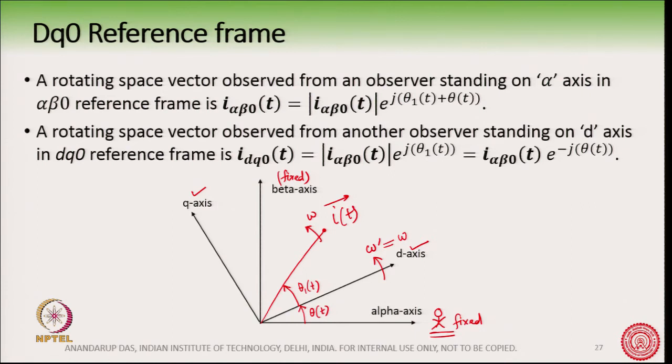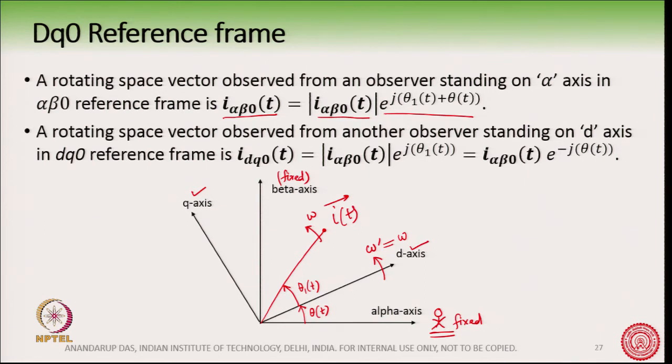Okay. Now, if you are an observer standing on this alpha axis, what will you see? This I alpha beta 0. So, I t, the space vector, if you see from I alpha beta 0, it has a magnitude, and this is the angle. Any vector has a magnitude and an angle. So, this is the representation of the I t vector if you are on the alpha beta 0.